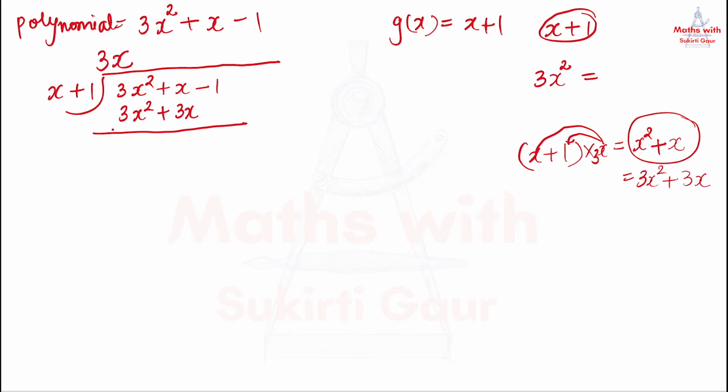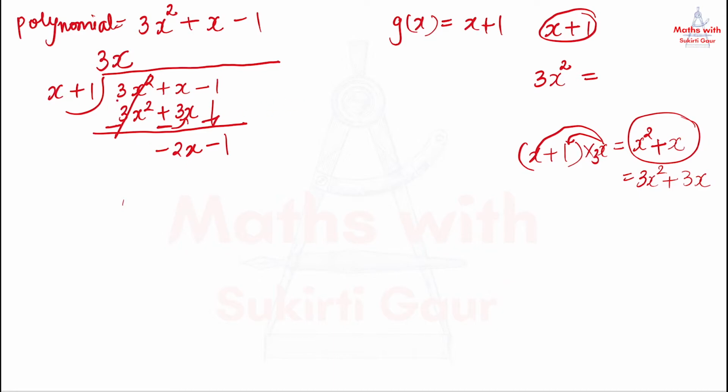Now what do we do? We subtract. So subtract both of them. Now it becomes 3x square minus 3x square. It will give us 0 and plus x. This became minus 3x plus x and minus 3x will give us minus 2x. And also minus 1 will come down. Now minus 2x minus 1. This is our new dividend. Okay. The remainder becomes our new dividend.